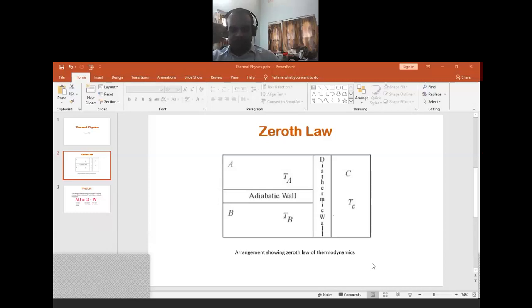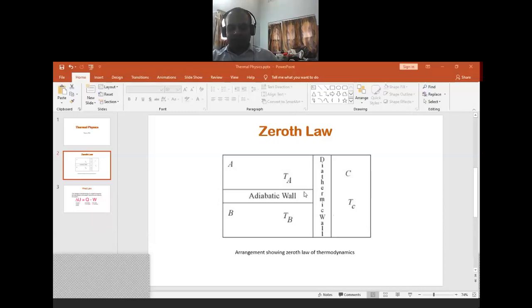Now again, what about B and C? Same thing we have to write. Since the systems B and C are in thermal equilibrium, the temperature of the system B must be equal to the temperature of the system C.